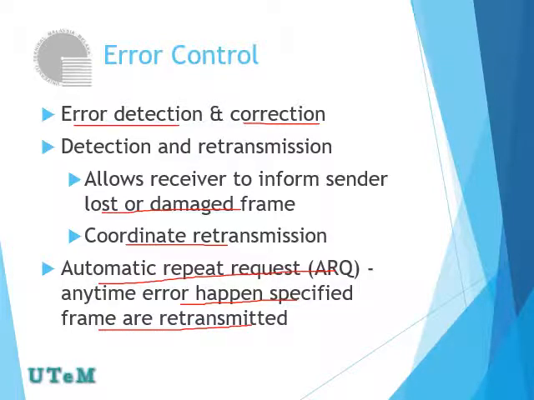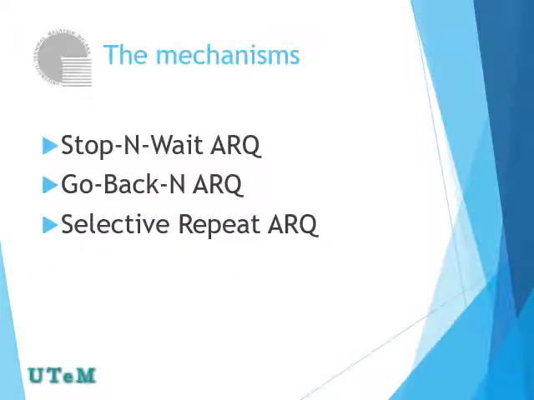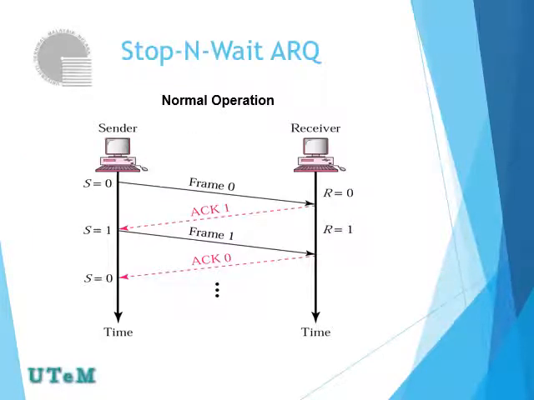In ARQ, we have three mechanisms. The first one is stop and wait, the second one is go back N, and the third one is selective repeat. In stop and wait, we have different situations, and the first one is normal operation. This means there is no lost frame or lost ACK frame, so every transmission is going well.